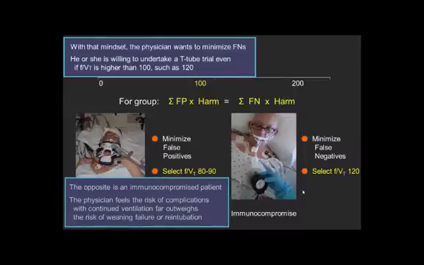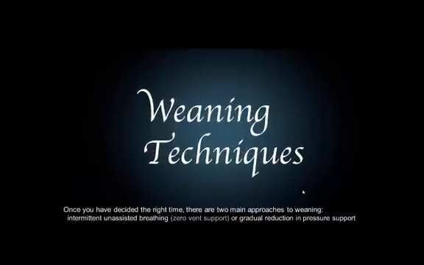With that mindset, the physician wants to minimize the number of false negatives, and will be willing to undertake a T-tube trial even if the F over VT is higher than 100. Like if the F over VT is 120, and you say, this is where I want to decide it. So again, you can't just operate with a single number of 100. You're going to have to use your clinical judgment to know what is the right scenario to apply it. Okay. So that's leaving weaning predictors, and now going on to the weaning techniques.